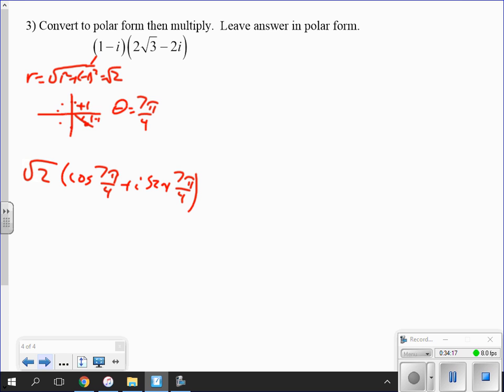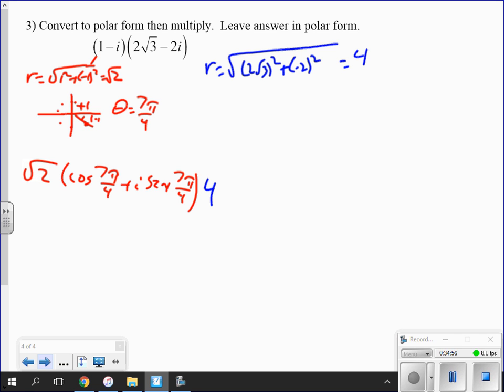And then we have to do the same thing for the other number and convert it over. So our r on this one is 2 root 3 squared plus -2 squared. 2 root 3 squared is 12. 2 squared is 4. 12 plus 4 is 16. The square root of 16 is 4. Oh, that's nice. We end up getting a nice even integer for that.